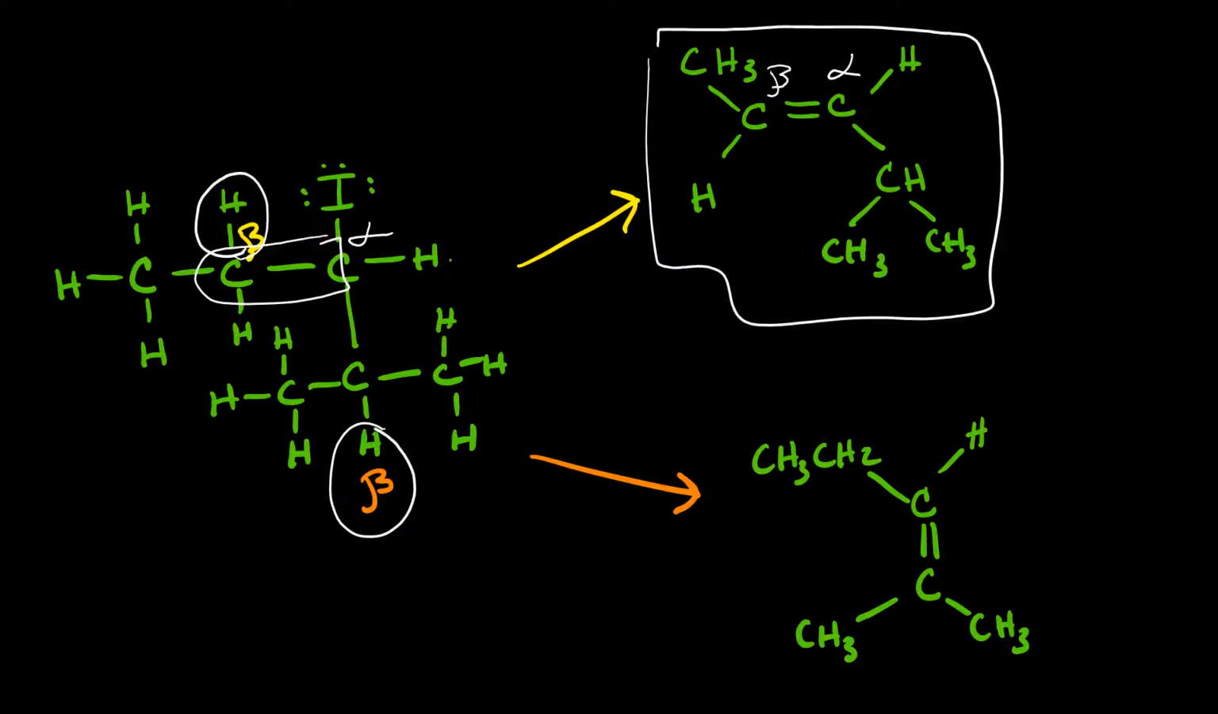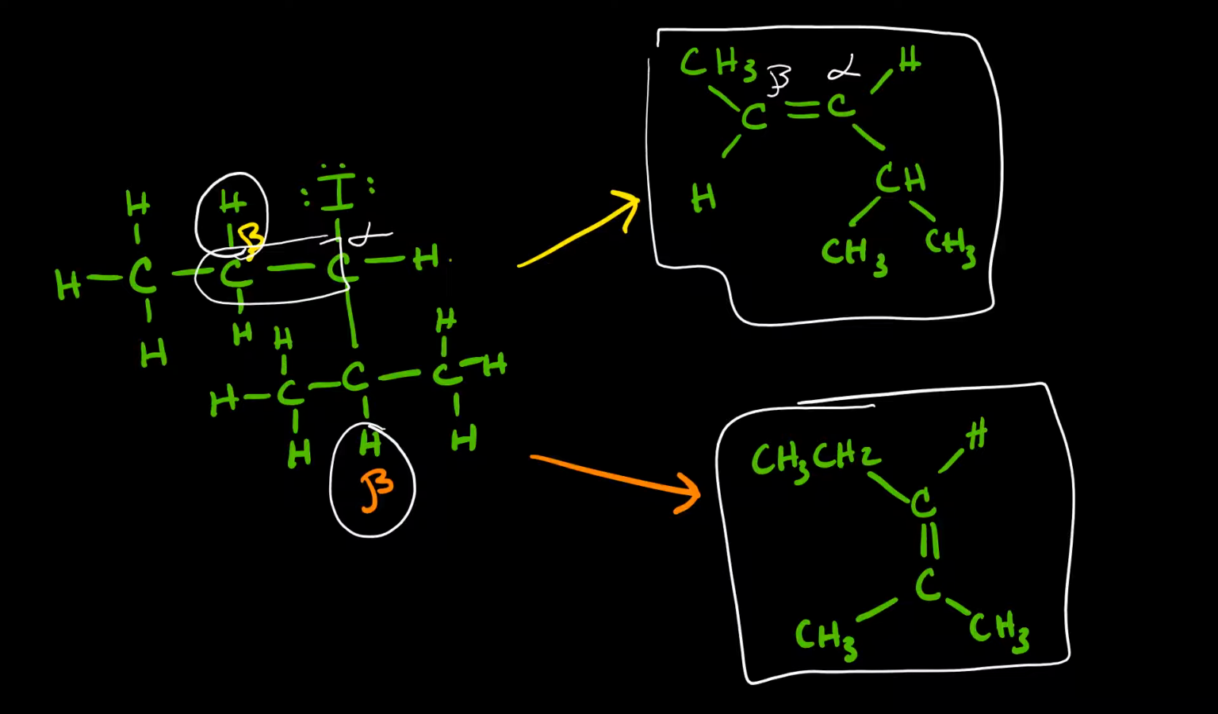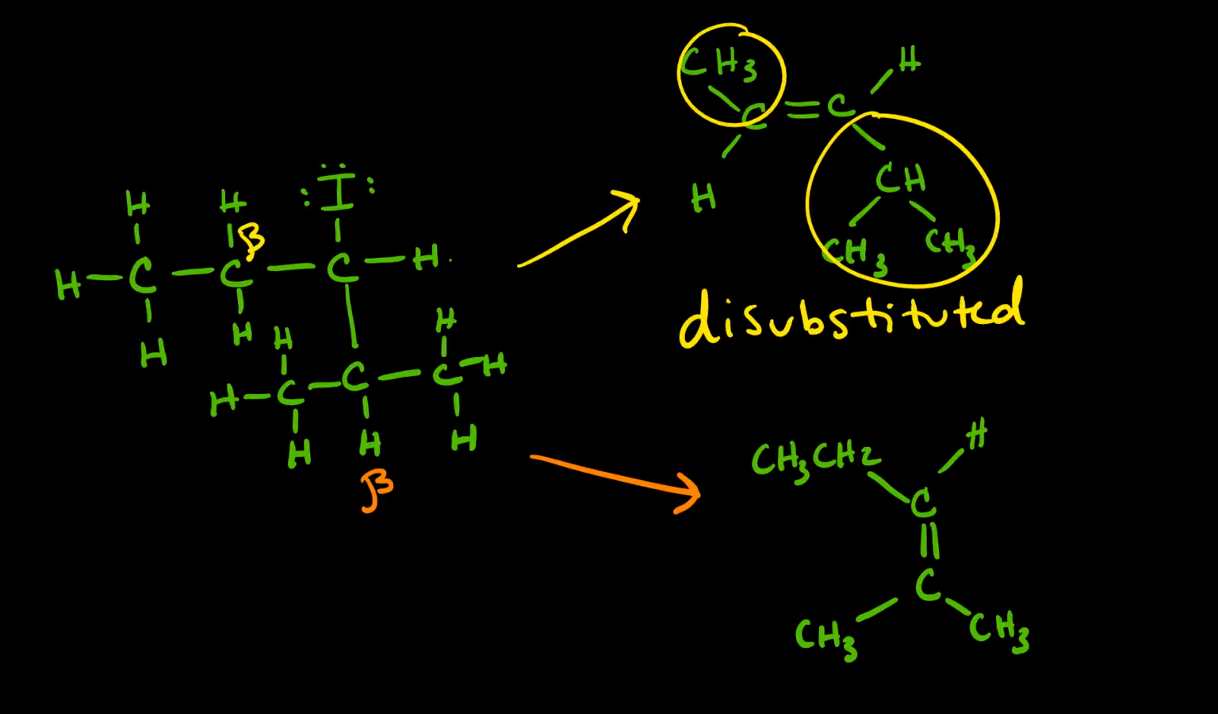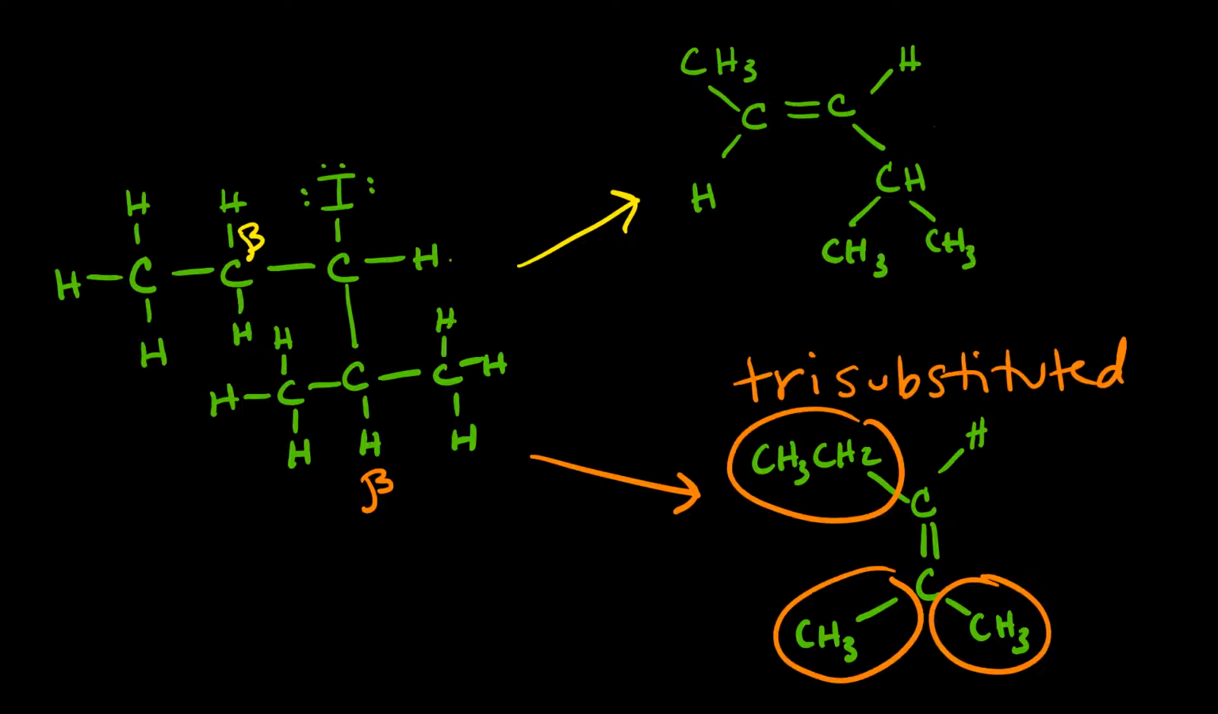If we remove the proton at this beta position, we would get this alkene, where you can see that this is the alpha, and this is the beta, and here are the two methyl groups hanging off the bottom down here. Notice that if it follows the pathway by removing one of these yellow protons, you get a di-substituted alkene as the product. Where if it removes one of the orange beta protons, you get a tri-substituted alkene as the product.